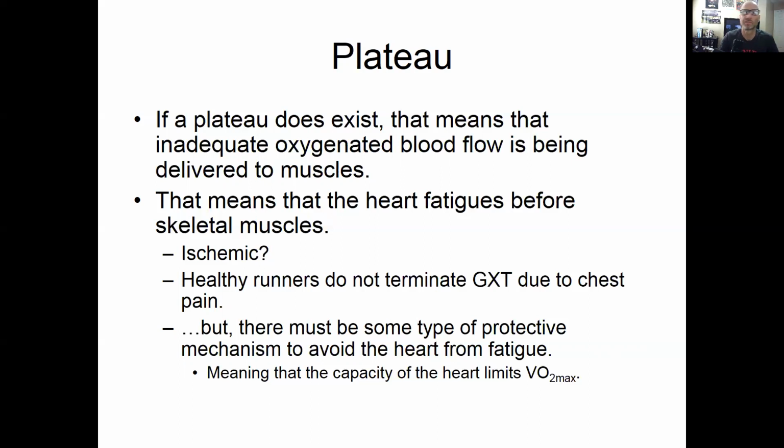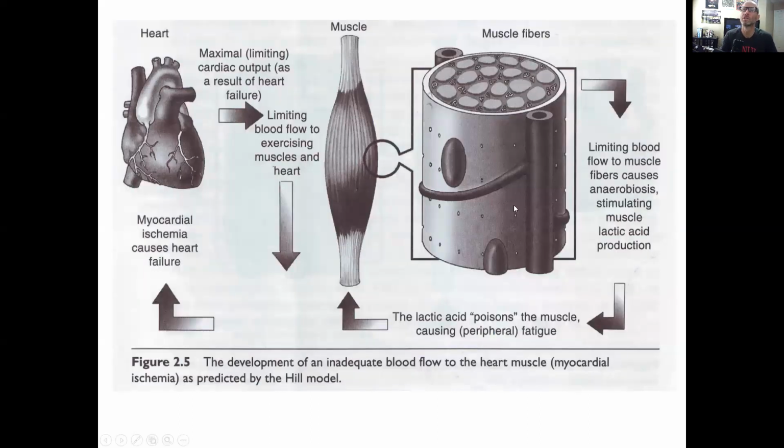All right, so let's look at this a little bit more. And he has this cartoon, this illustration, indicating inadequate blood flow to the heart muscle and what happens, as predicted by the Hill model. So we have maximum limiting cardiac output as the maximum rate of exercise is reached, 13 kilometers per hour from the Hill model. That limits blood flow to the exercising muscle and the heart. Myocardial ischemia causes heart failure. And clearly that doesn't happen.